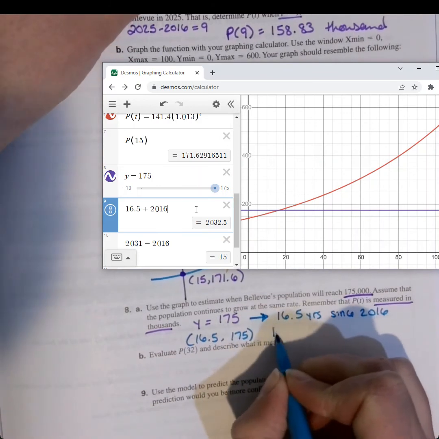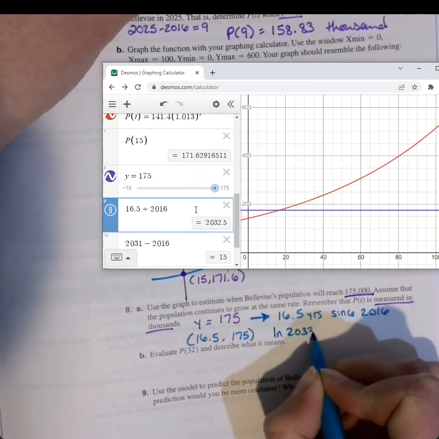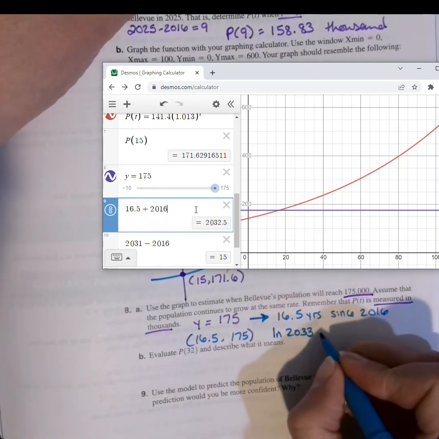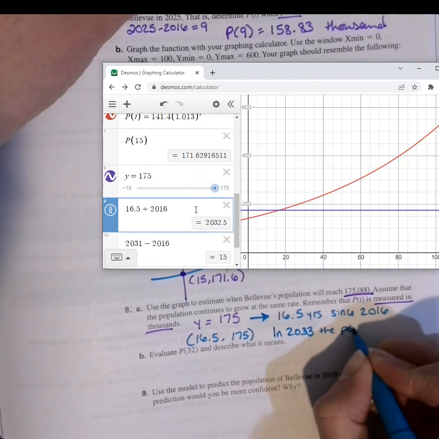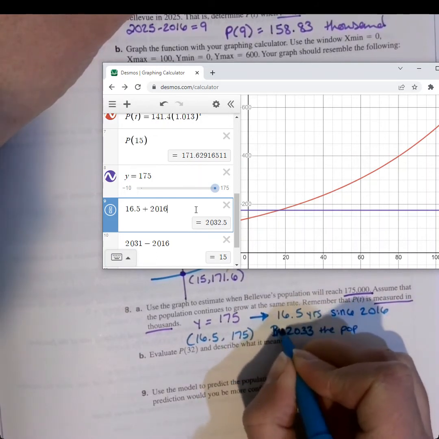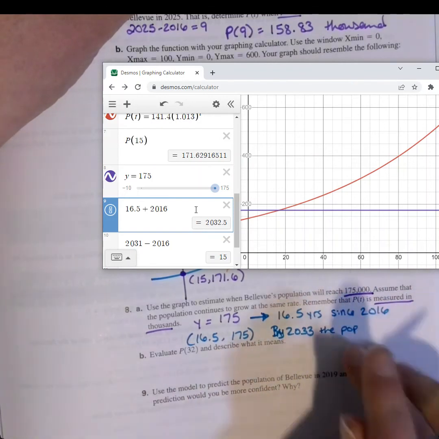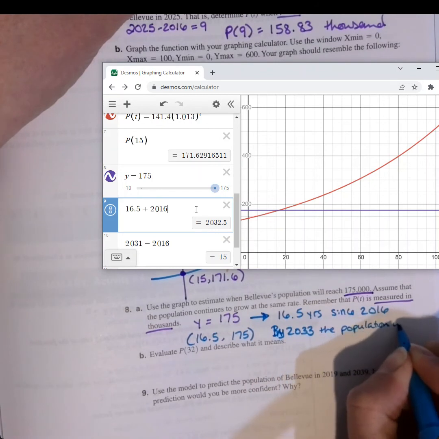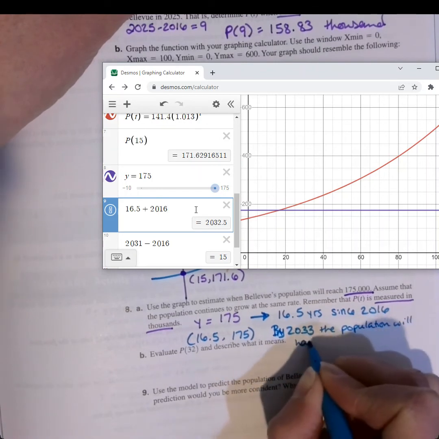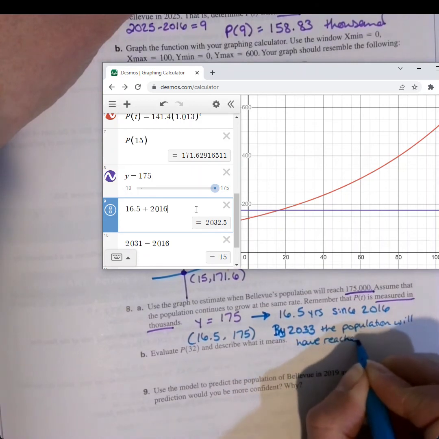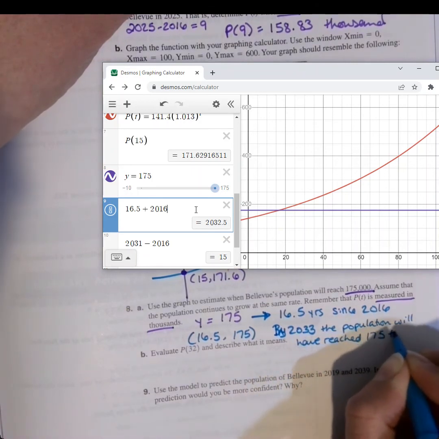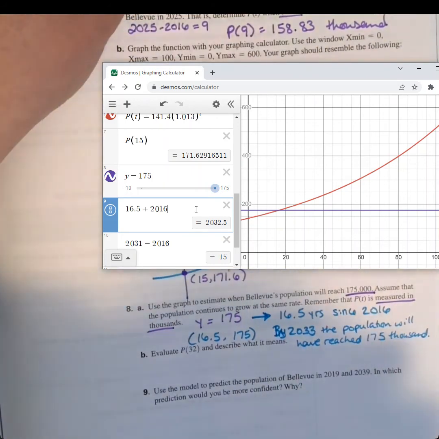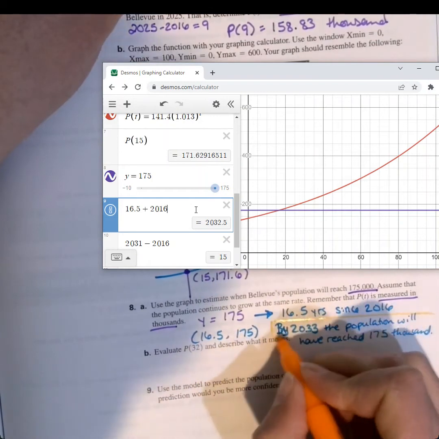So in 2033, because 0.5 forces the round up on that, we're going to round to the nearest year. The population, instead of in, I want to change this to by, just for clarity. By 2033, the population will have reached 175,000. All right, so that would be our answer there.